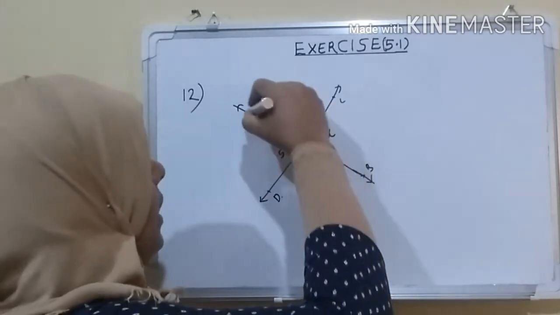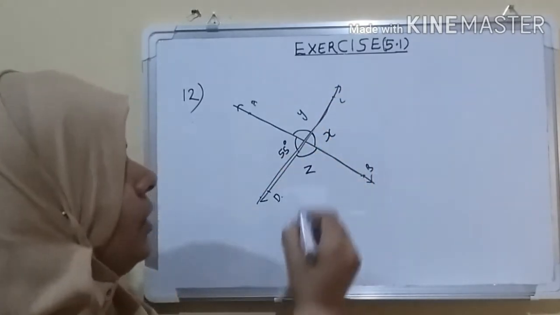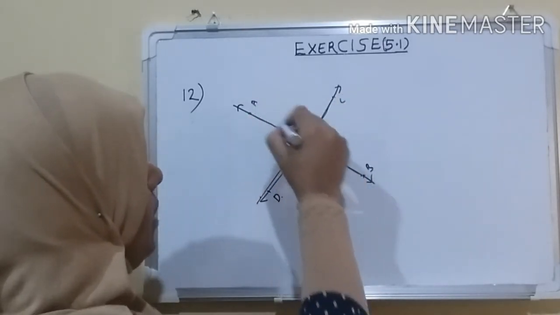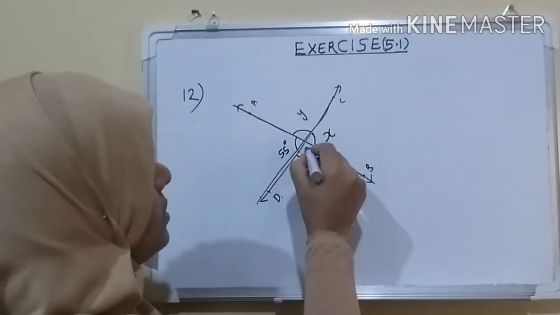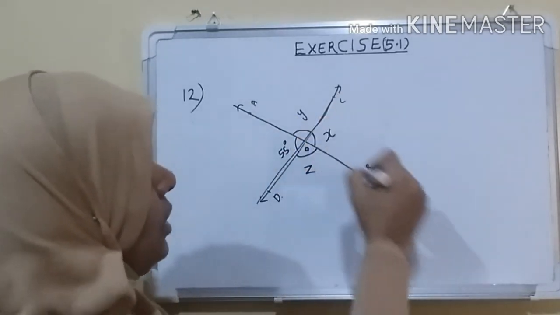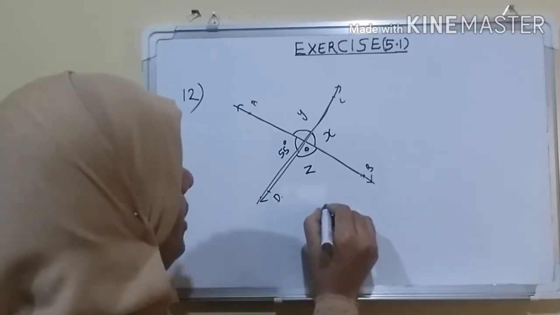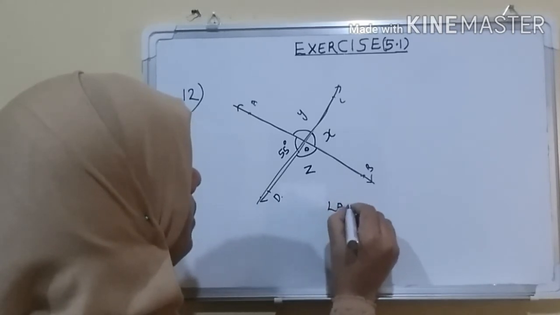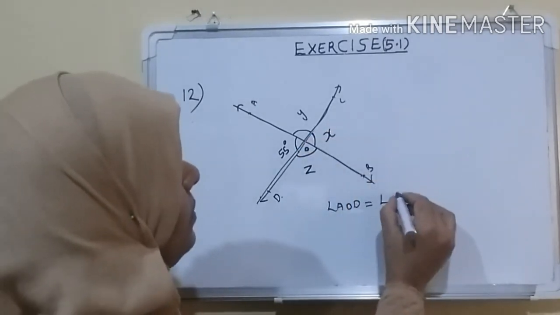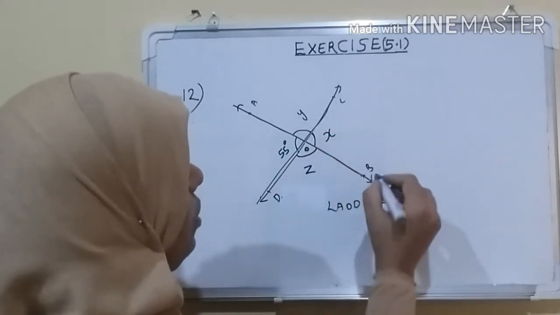Here, lines AB and CD intersect at a point. This point, right? Suppose this is O, where they meet. Okay. Then angle AOD and angle COB are vertically opposite angles, right? So we can say angle AOD equals angle COB. Angle COB means x.